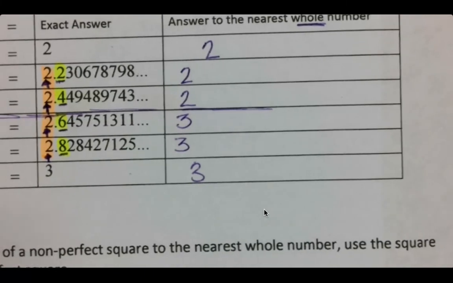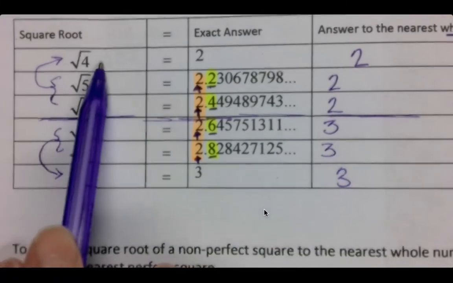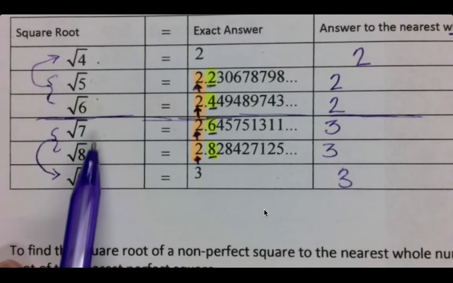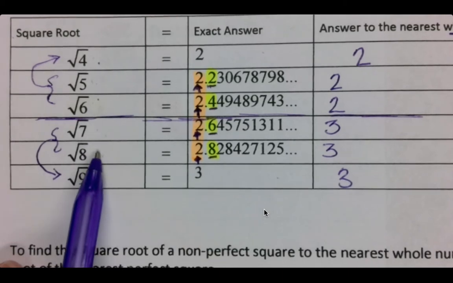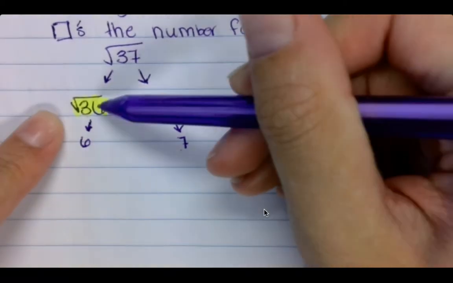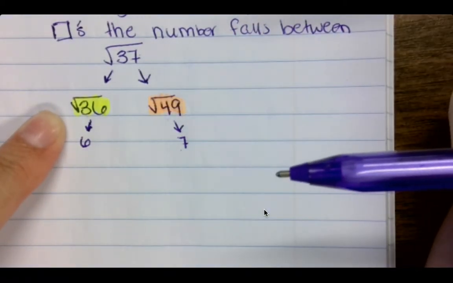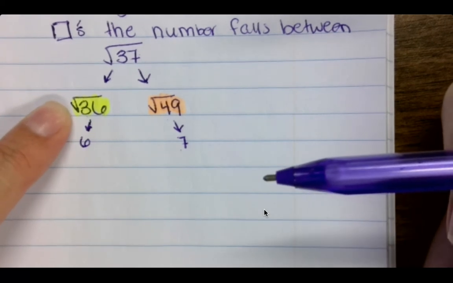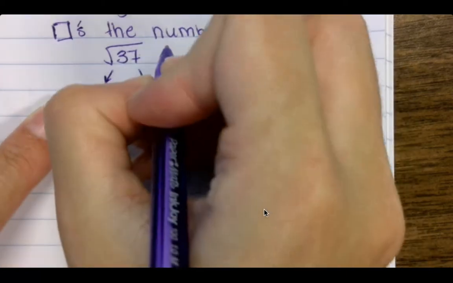So 5 and 6 were closer to 4. 7 and 8 are closer to 9. So we're looking at our example here, right? 37, is it closer to 36 or 49? It's closer to 36, so it's going to be on the lower end, okay?